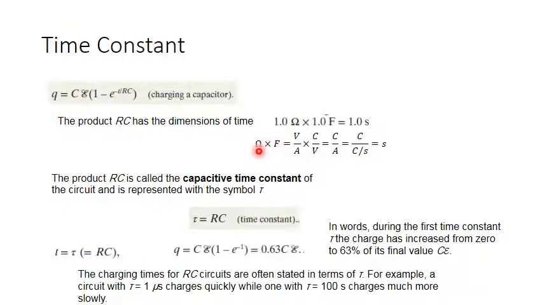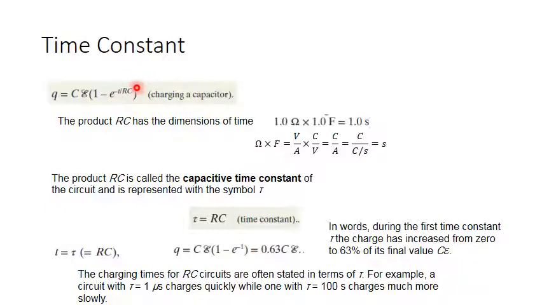So if we multiply 1 ohm by 1 farad, it will be volt over ampere multiplied by coulomb over volt. So this volt can go with this volt, so it will be coulomb per ampere. But actually the unit of ampere, the unit of the current, is coulomb per second. So we can say that coulomb per ampere is coulomb per second. This coulomb cancels coulomb, so it is second. So the product RC has dimensions of time. So actually this is time over time. Okay, so the argument of the exponential here is dimensionless.